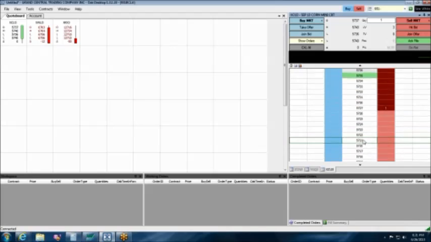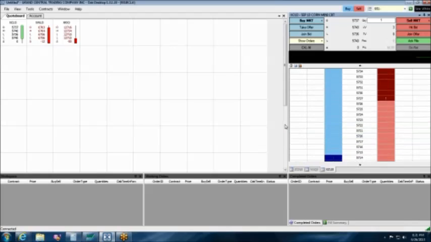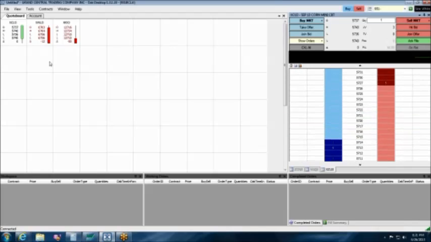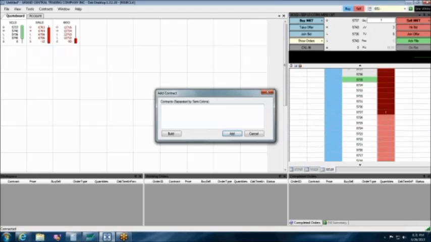And this waterfall, when you click on it, is going to give you an example of more liquid markets versus less liquid. This right now, because this is nighttime, is not a very liquid market. You'd see this would be a lot more populated during the day.